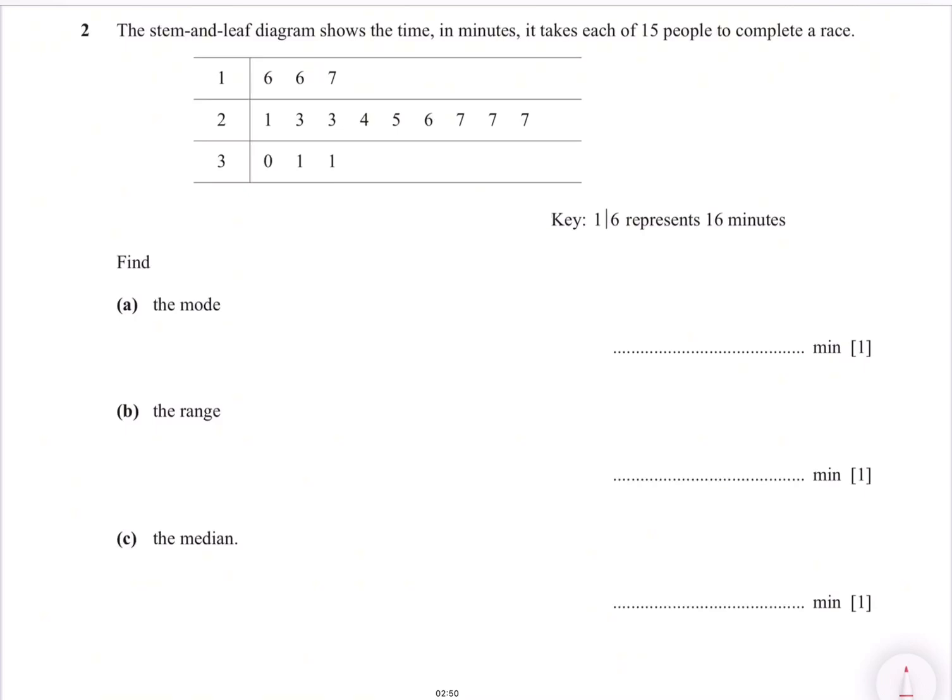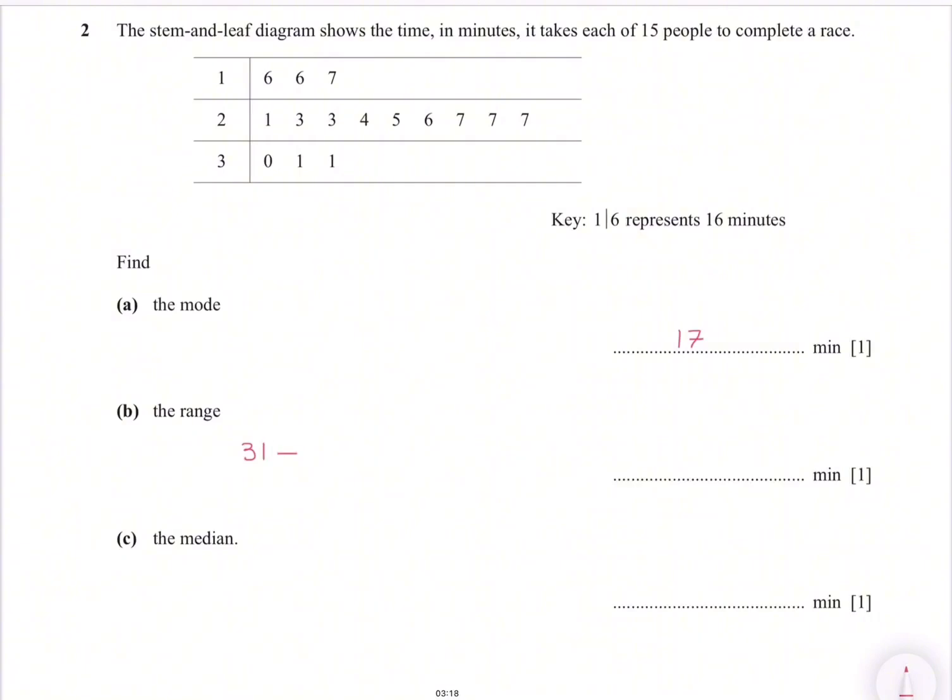So in the first part, he's asking us to find the mode. The mode is the most occurring number. In the row of 2, we see 3 sevens, so we can say this is the mode. So we will write 27 as the mode. Oh, sorry, 17 has been written, so this is 27.